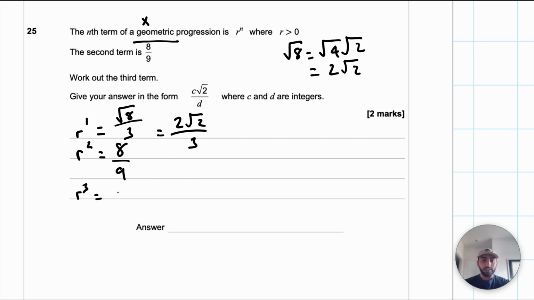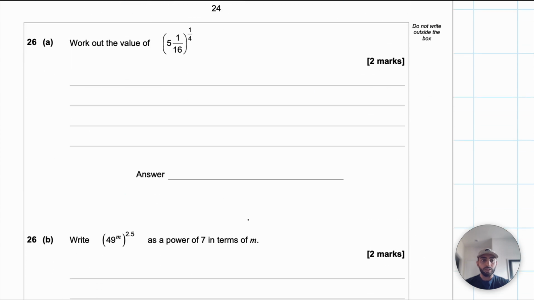We're doing 8 over 9, which is r squared, multiplied by 2 root 2 over 3. 8 times 2 is 16, 16 root 2, 9 times 3 is 27. This can't be cancelled, so I leave it like that. That's my final answer.